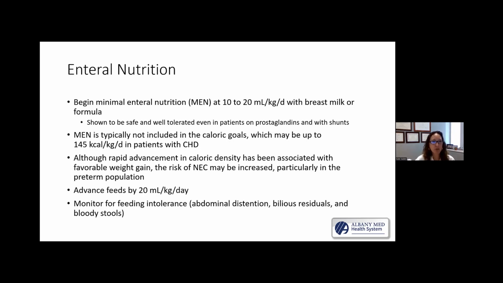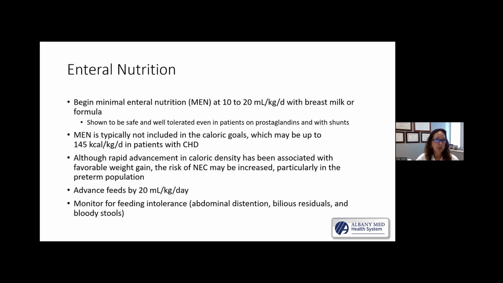So in terms of enteral nutrition, ideally, we'd love to give enteral nutrition 10 to 20 mLs per kilo per day, starting right after birth. And as we know, the European Society for Pediatric and Neonatal Intensive Care did recommend this and support this. Ideally, we'd love to start with breast milk or donor milk if that's available, and then secondarily formula if that's the only option. It has been shown to be safe and well tolerated, even in patients on prostaglandins and with shunts, as well as infants with umbilical arterial catheters in place.